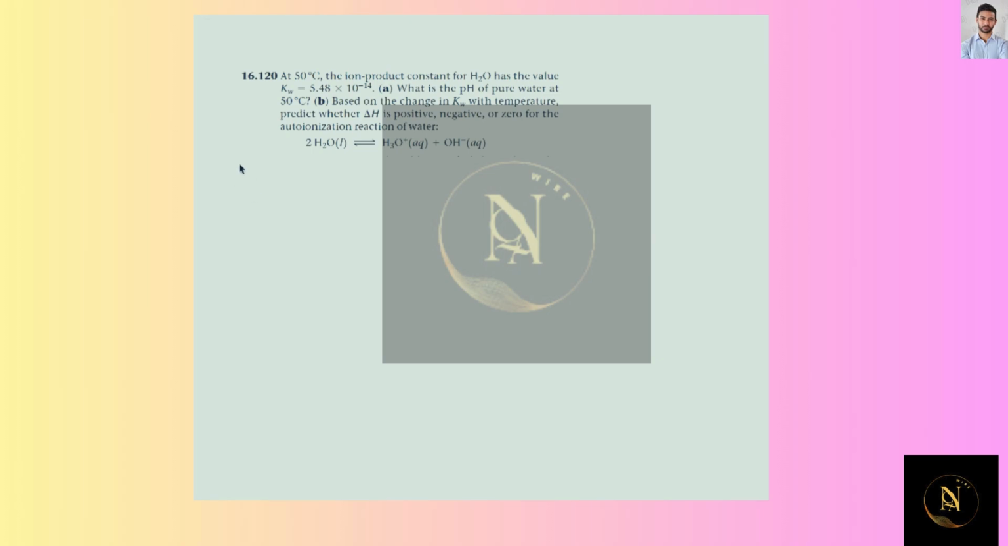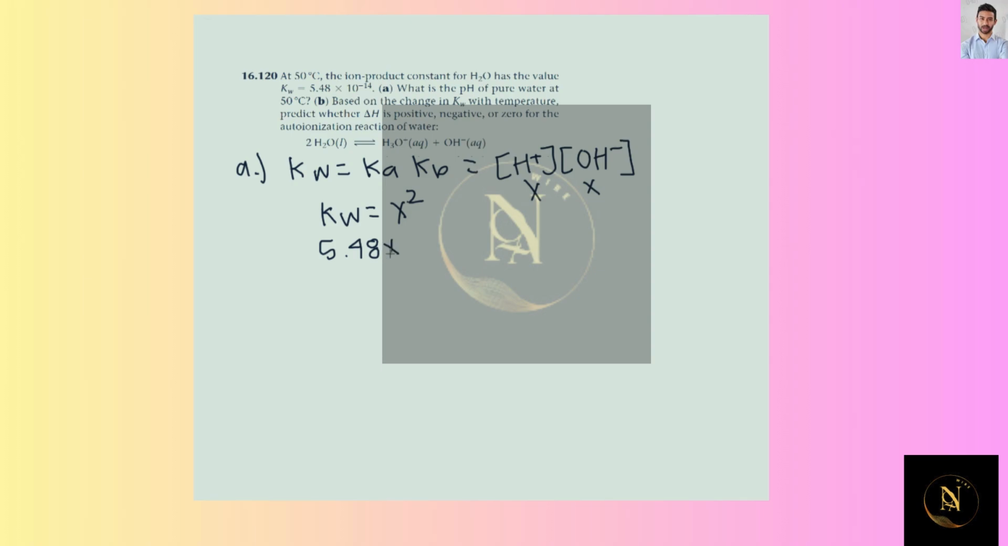So first, for part A, we are trying to find the concentration of our H ion, and we know that Kw is equal to your Ka times your Kb, which is also equal to your H ion concentration times your OH minus concentration. Whenever we're dealing with water, they're equal to the same thing, so Kw is equal to x squared. They're giving us a Kw. It's not the general Kw we usually use, because we're at a different temperature and it changes for water. So we're at 5.48 times 10 to the negative 14th, and it's equal to x squared.